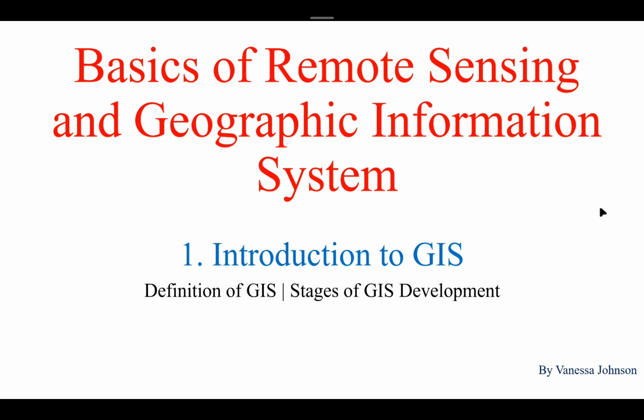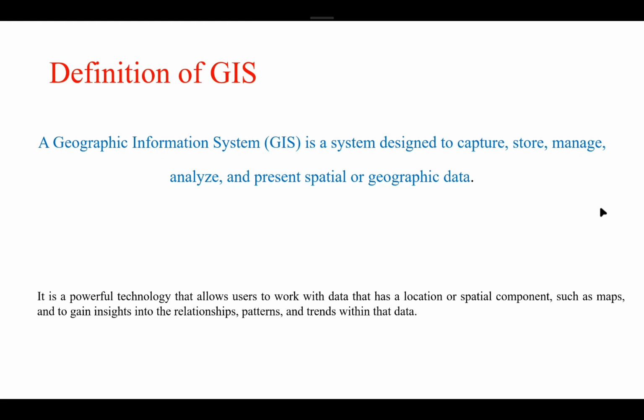of GIS development. Moving on to the definition of GIS, a geographic information system is a system designed to capture, store, manage, analyze and present spatial or geographic data. So an abbreviation that I like to use is CS map. I call it CS map because it's easier to remember. Capture, store, manage, analyze and present. What are we presenting? We are presenting spatial or geographic data. That is why it is called GIS and not just IS, that is information system.